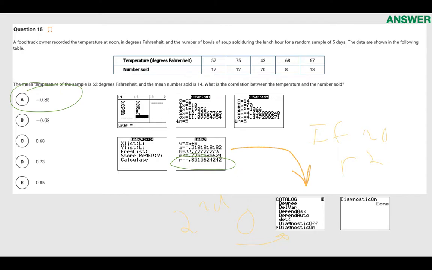In order to find the correlation coefficient, you're going to go to Stat, Calculate, LinReg, and then when you have it calculate linear regression, the correlation coefficient shows up. The correct answer is negative 0.85.